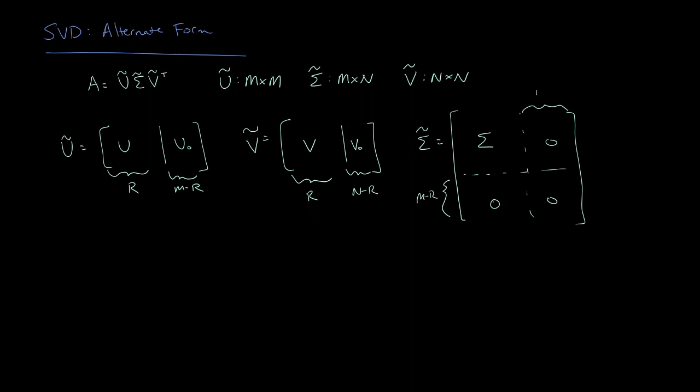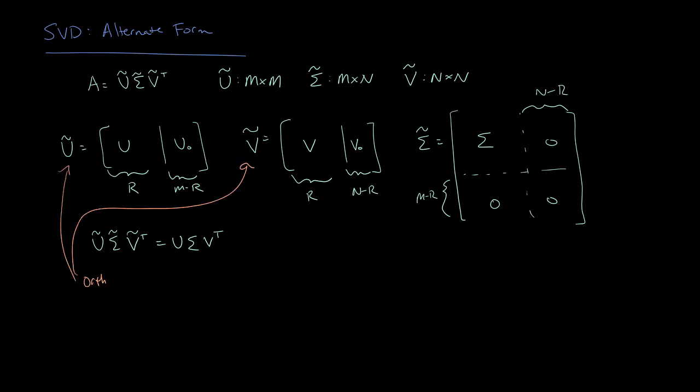Now, because of all the zeros in sigma tilde, if you actually compute the product of U tilde, sigma tilde, and V tilde transpose, basically sigma tilde cancels out the influence from U naught and V naught in U tilde and V tilde. And so this is exactly the same product as U times sigma times V transpose. So we're just as entitled to consider U tilde, sigma tilde, and V tilde transpose as the SVD. They satisfy the same properties as before. They are orthonormal, meaning they have orthonormal columns.